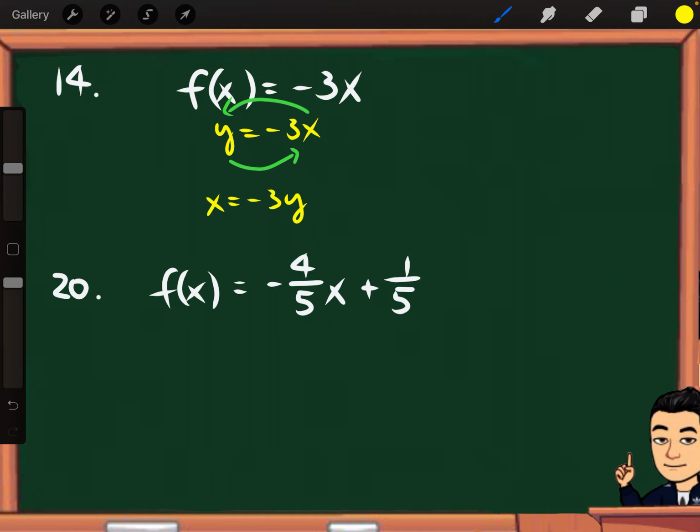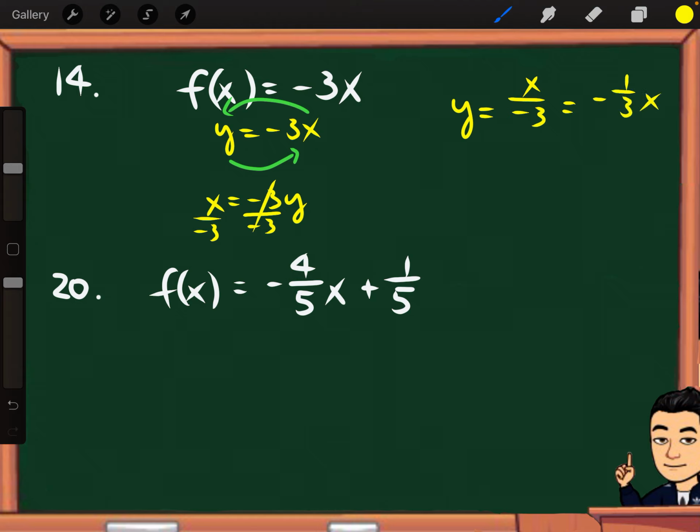And then what you're going to do next is to isolate this y right here. Okay, so you can divide by negative 3 on both sides. Okay, so now the negative 3 is canceled from the y side. So we have y now isolated is equal to x over negative 3. So you can rewrite that as negative 1/3 x.